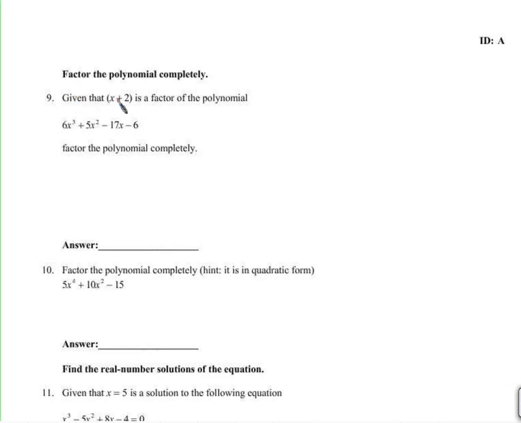Okay, x plus 2 is a factor of this, and we want to factor it completely. To start, let's get that factor of x plus 2 out of there. How do we do that? It depends on your style, okay? What do you like? Some people like this grid thing. I've seen that being used, people being successful with it. Keep it up. I've seen long division.